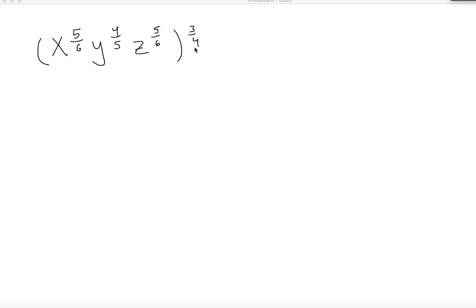If I just multiply these out and don't worry about reducing, I'll do that as a second step. Right here I get 5 times 3, so that's 15, and 6 times 4, so that would be 24. And then for the y, 4 times 3 is 12, and 5 times 4 is 20. And for the z, we have 5 times 3 is 15, and 6 times 4 would be 24 again. Let me just clean up that 4.